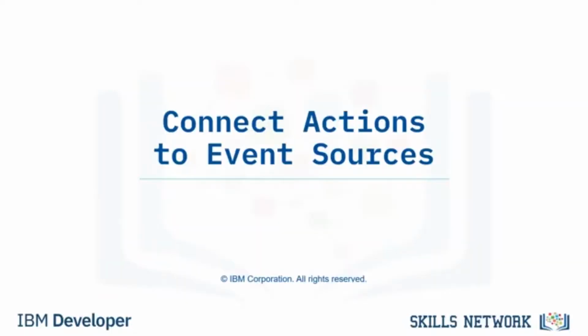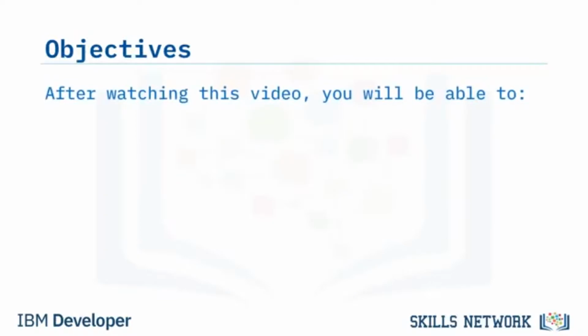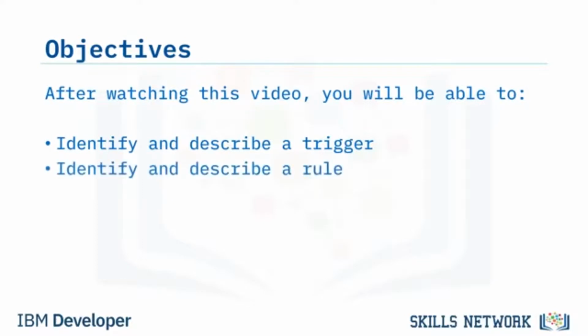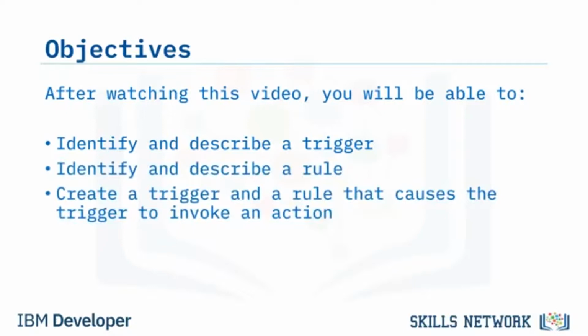Welcome to Connect Actions to Event Sources. After watching this video, you'll be able to identify and describe a trigger, identify and describe a rule, create a trigger and a rule that causes the trigger to invoke an action, and disable a rule.